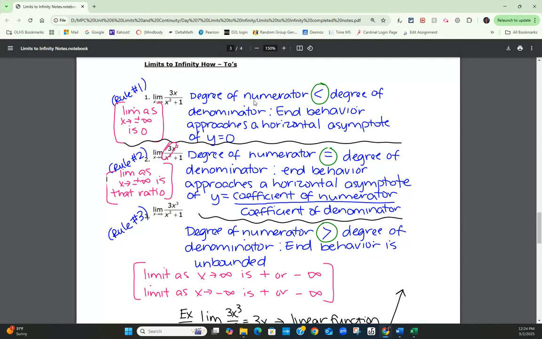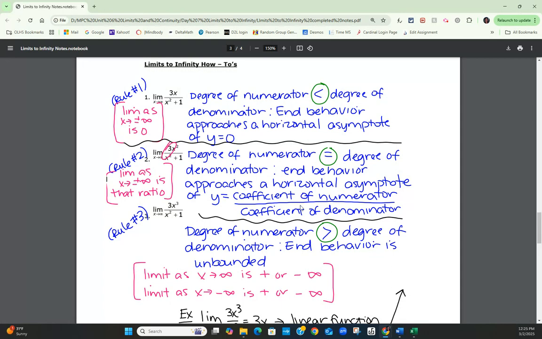Okay. So if the degree of the numerator, in this case, the degree of the numerator is 1, x to the first power, is less than the degree of the denominator, which is 2, because we have x squared, then the end behavior approaches a horizontal asymptote of y equals 0. Therefore, the limit as x approaches either positive infinity or negative infinity of this type of function is 0. We'll see some examples here in a minute.